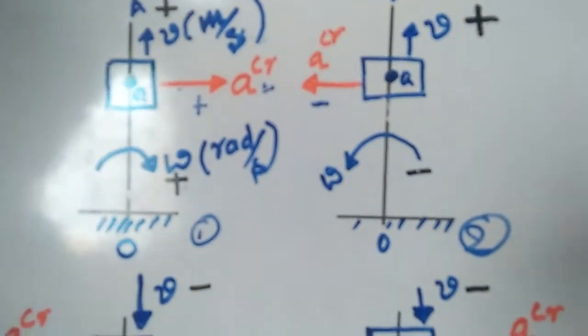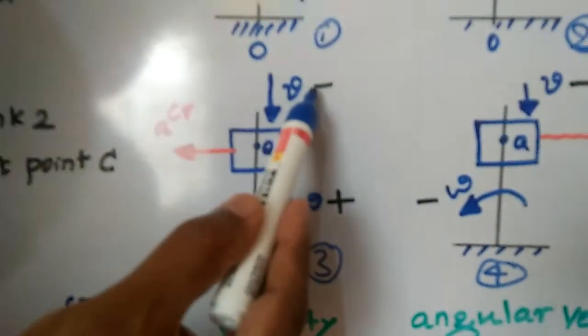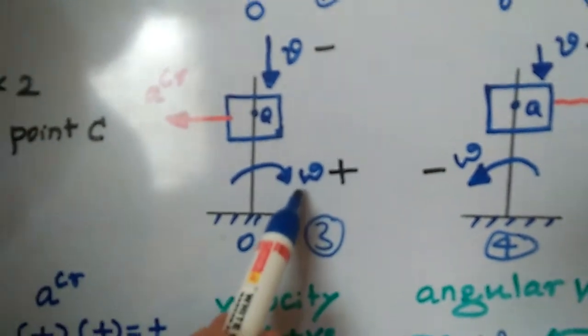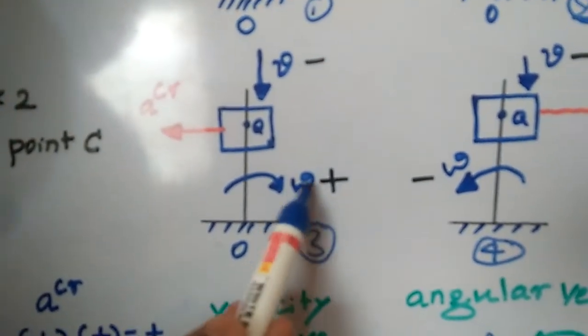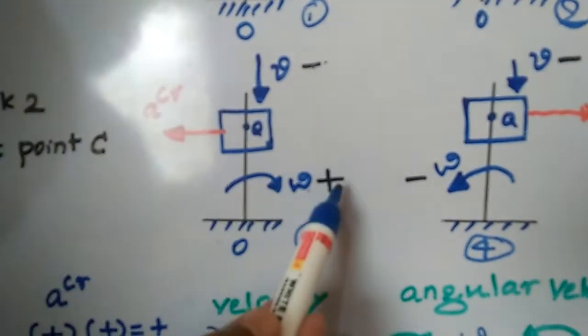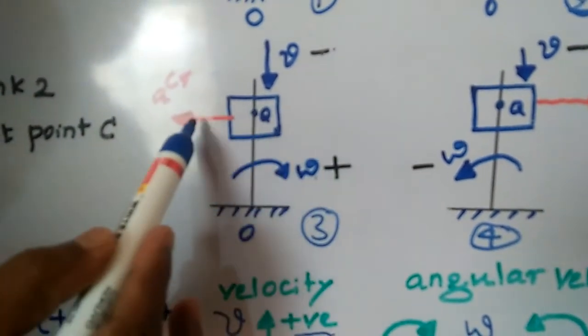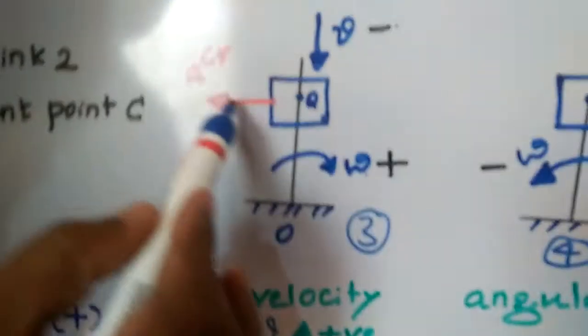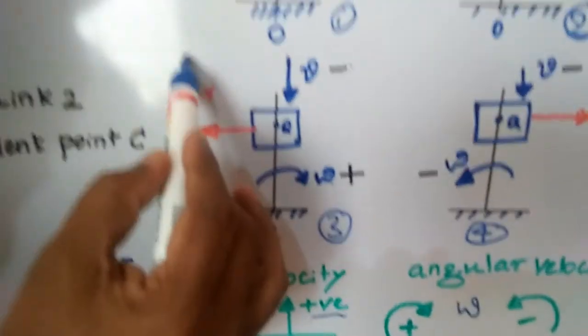Then the third case, what is this? The velocity is negative, and the angular velocity is positive. Plus sign into negative sign is a negative. Negative means the Coriolis component is towards the left. Okay, can you get it?